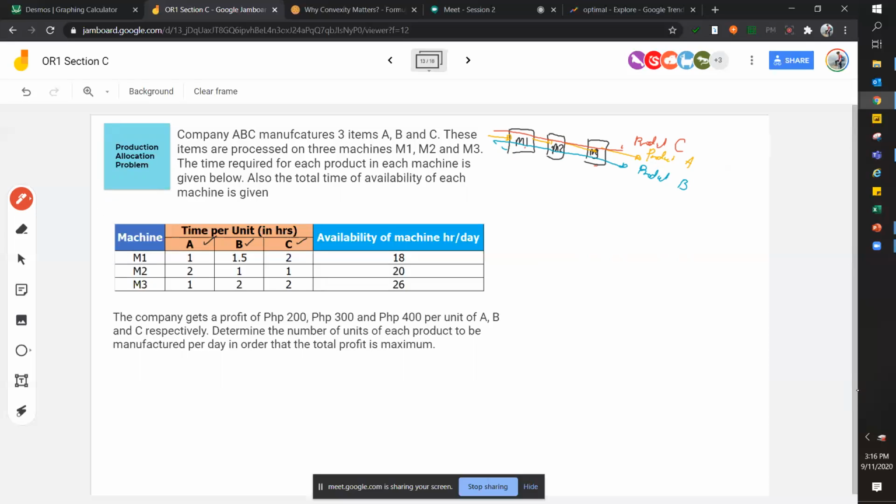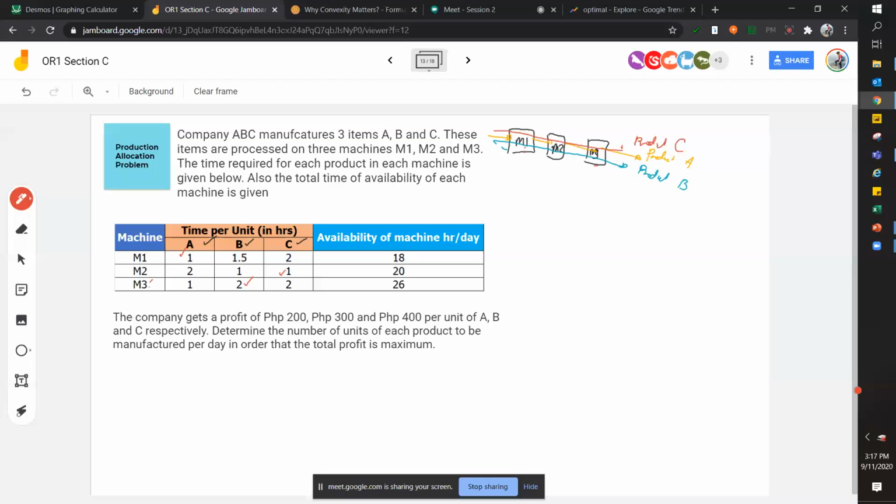Malinaw. Also, the time required for each product in each machine ay naka-provide dito. For example, si product A, nag-undergo siya or pinaprocess siya sa machine 1, 1 hour. Nagets? Then ito, 1 hour, si product C na pinaprocess kay machine 2. Nagets? And then si product, ito, 2 hours, ibig sabihin, 2 hours yung processing ng product B kay machine 3. Questions?